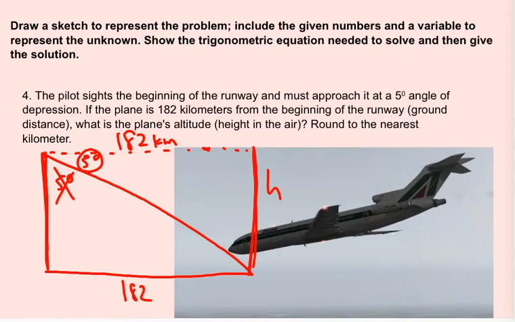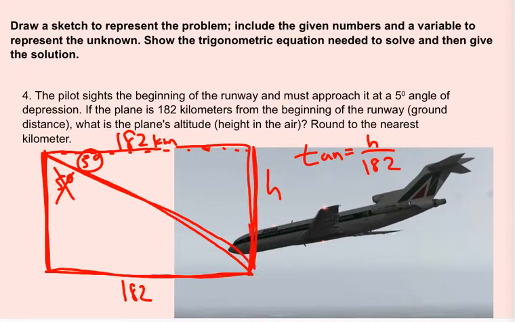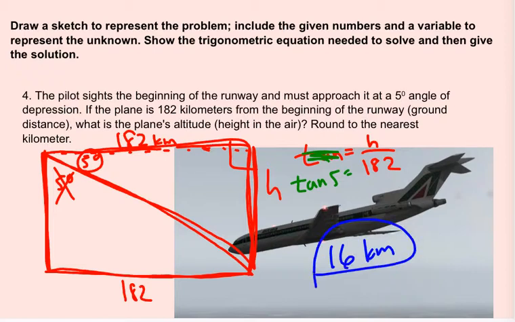So again, tangent plays a big role. But I want tangent of 5 equals H over 182, okay? And for those of you that haven't noticed, this just makes a great big rectangle. But all I want is this triangle, the right triangle right here. That's the one I'm working with. So tangent of 5 times 182. So I get 16 kilometers. Rounded to the nearest one, 16 kilometers will be my answer.